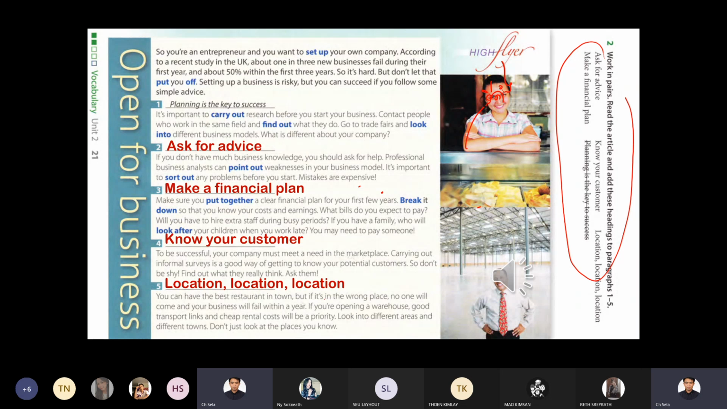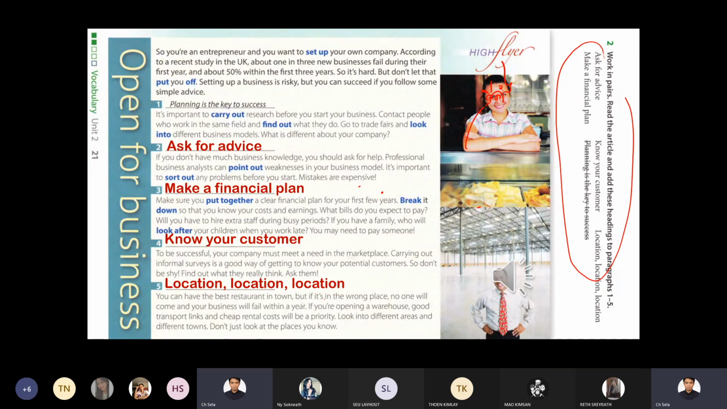Number three, make a financial plan. Make sure you put together a clear financial plan for your first few years. Break it down so that you know your costs and your earnings. What bills do you expect to pay? Will you have to hire extra staff during busy periods? If you have a family, who will look after your children when you work late? You may need to pay someone.